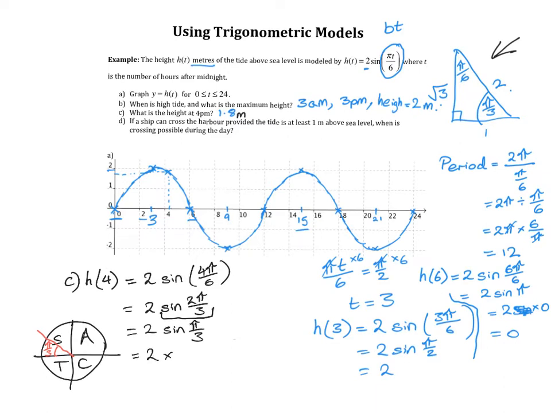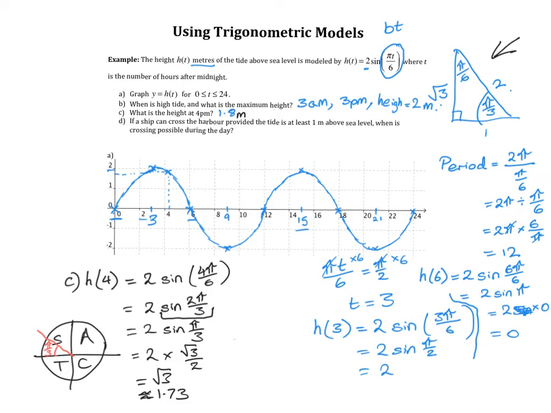And then using our exact value triangles up here, sine of pi on 3 is root 3 on 2. And that would just be root 3. Now, what is root 3 as a decimal, I should say? 1.73 approximately. So our guess of 1.8 meters wasn't bad.